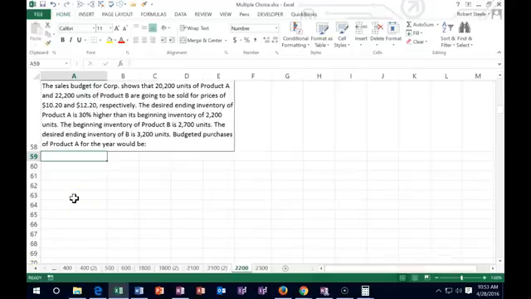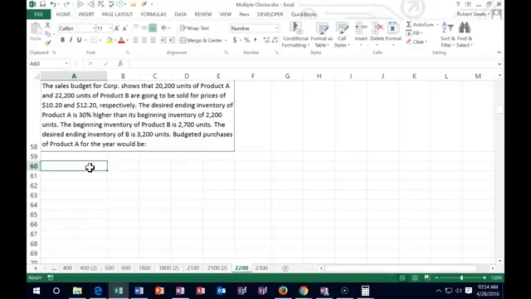Once again, I'm going to try to start off by reading that last line first to see if we can get some information on what needs to be done before we read through the entire thing. So the last line begins right here with budgeted purchases of product A for the year would be. So we need to find out what the budgeted purchases of A will be. So keep that in mind as we read through the entire thing here.